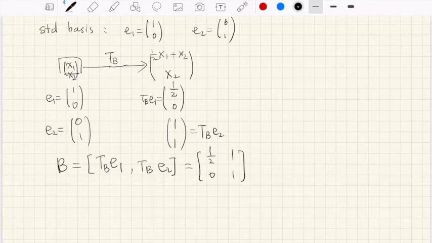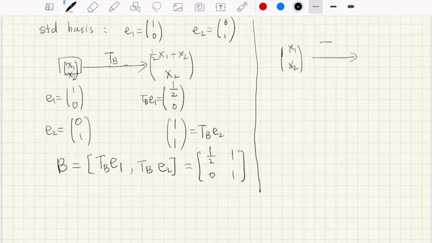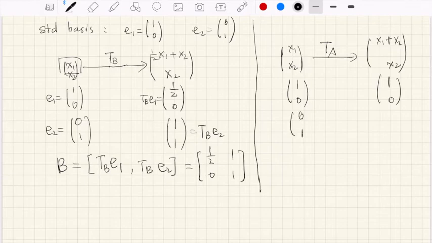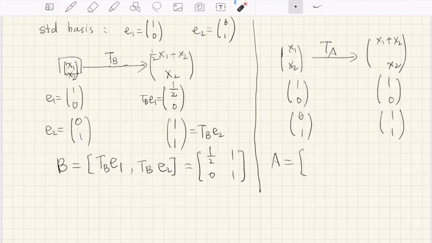Now similarly, we can do TA. TA says if you have X1, X2, then it's going to be X1 plus X2 and X2. So for E1, we get (1, 0), and for (0, 1), we get (1, 1). For this reason, A is going to be the matrix packing these two vectors together. So we get 1, 0, 1, 1.